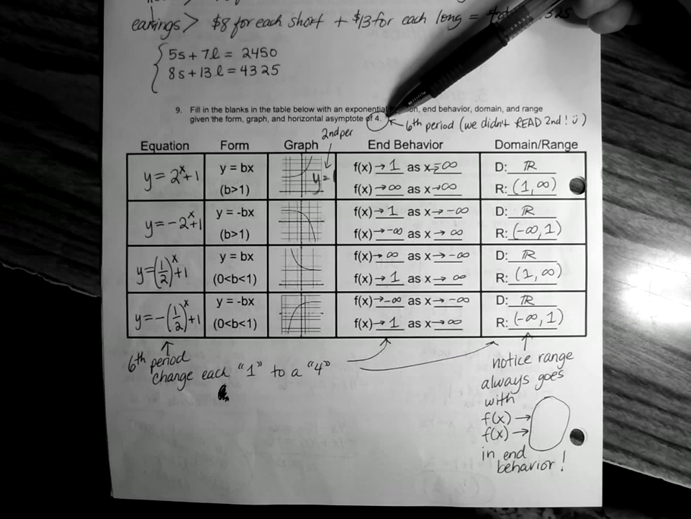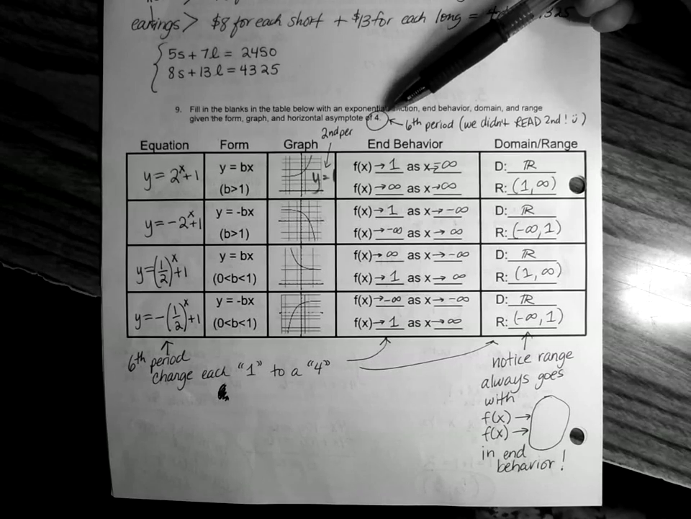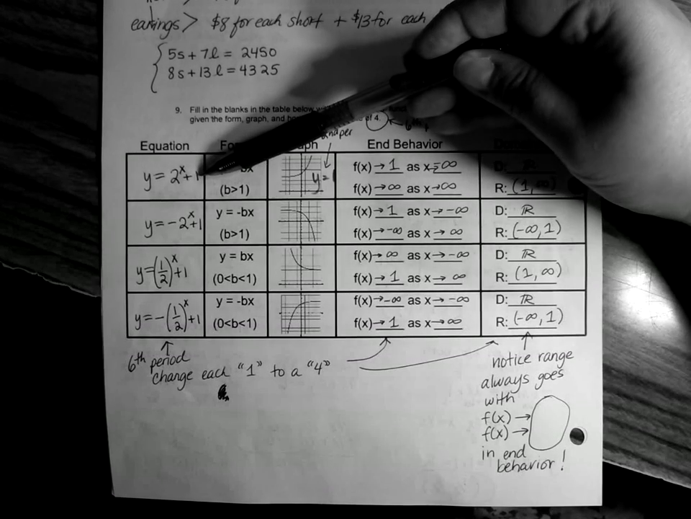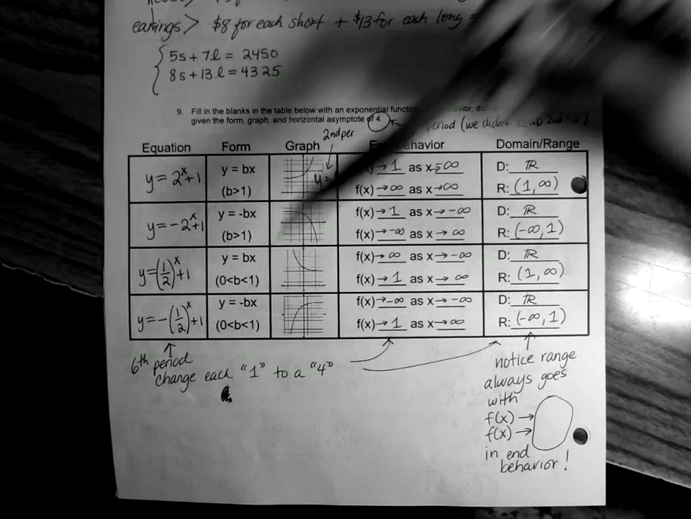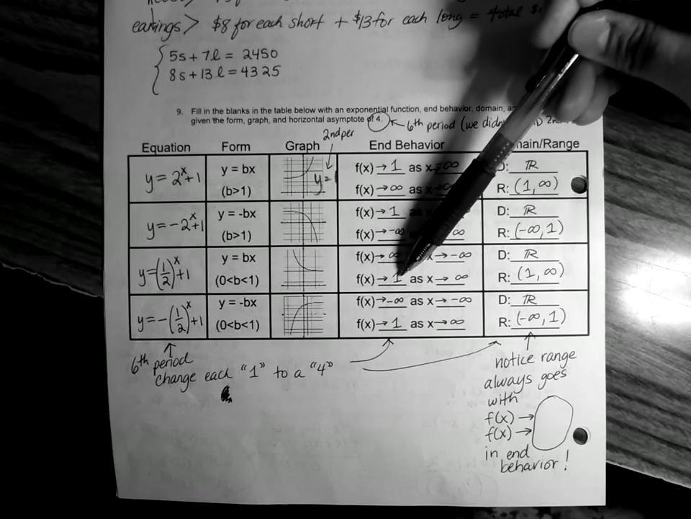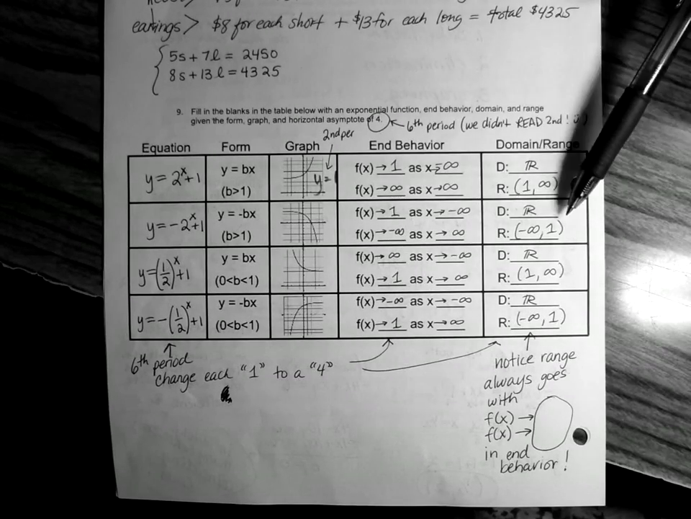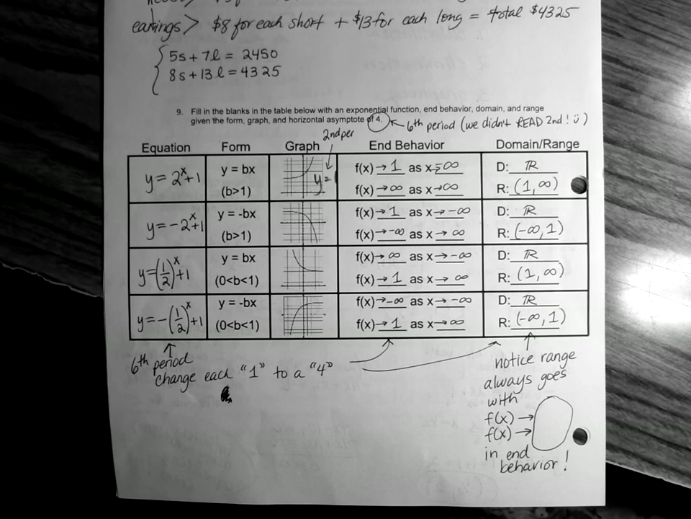It actually says the horizontal asymptote is 4, and we talked about that in 6th period. So for 6th period, every time you see a 1, you change it to a 4. This is a 4, a 4, and so on throughout. That also helps you see how the horizontal asymptote is so integral in behavior, domain, and range, and where it comes from in the equation.